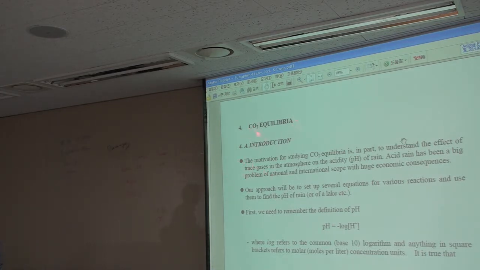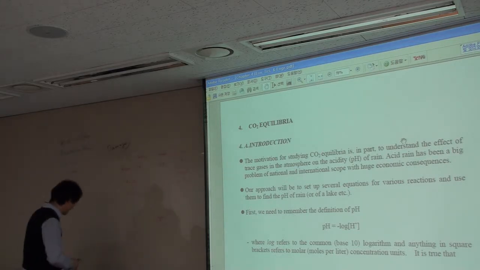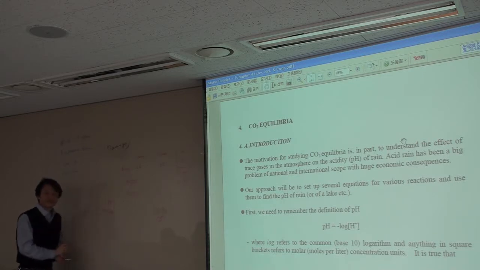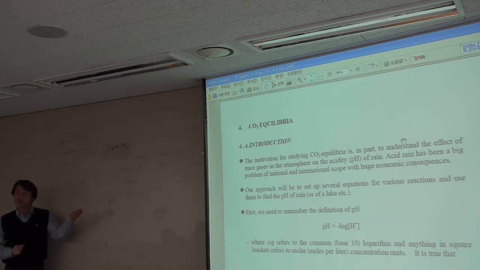CO2 equilibria. Equilibria and equilibrium, right? There are two types of Latin. What's the difference between these two?